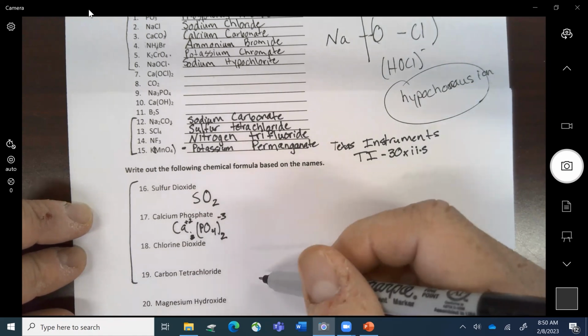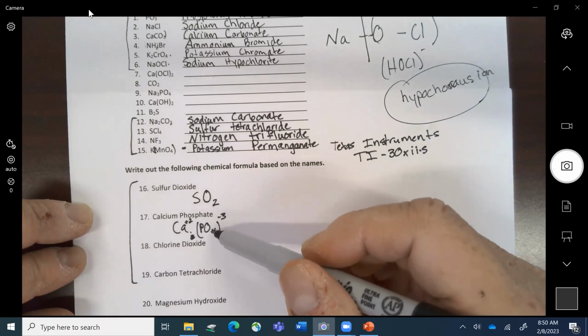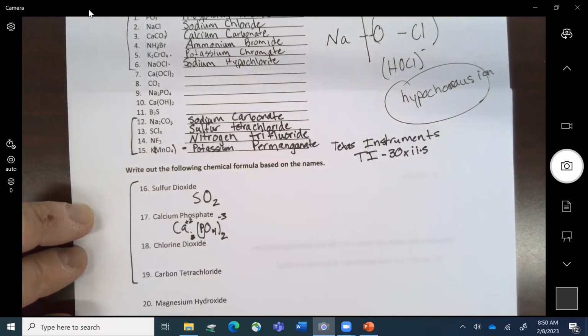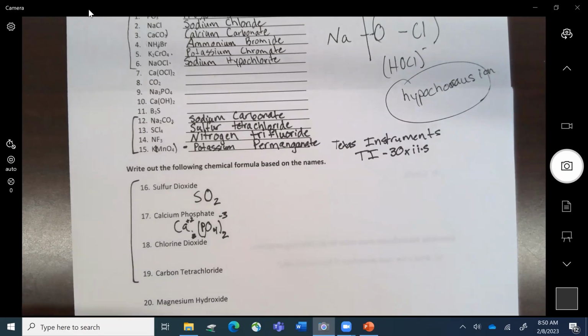When it's outside the parentheses like this, that means it's 2 of everything in there, or you multiply everything by 2. So that means there's 8 oxygen and 2 phosphorus, okay, with that 2 here. We're going to be talking about that later, so I just want to make sure we're aware of that.